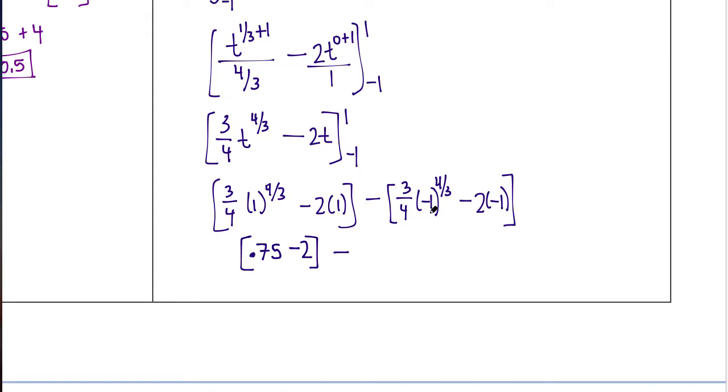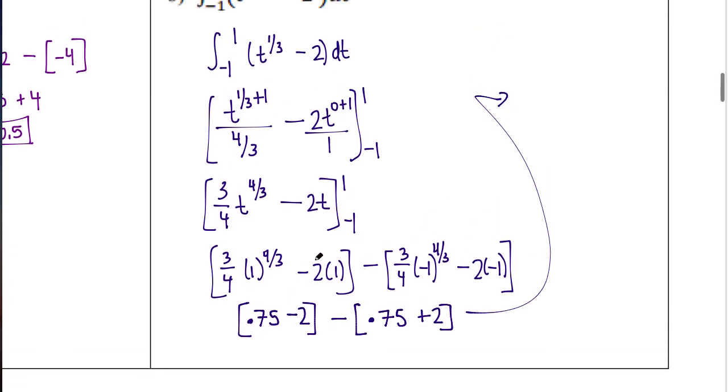And here we have negative 1 to the 4/3. So technically you can do this in either order. So the cube root of negative 1 would just be negative 1. And then raised to the 4th power, since it's an even power, would be positive 1. So this ends up just being 3/4 times positive 1, which is, again, 0.75. And then here I have minus 2 times negative 1, so that would end up being plus 2.